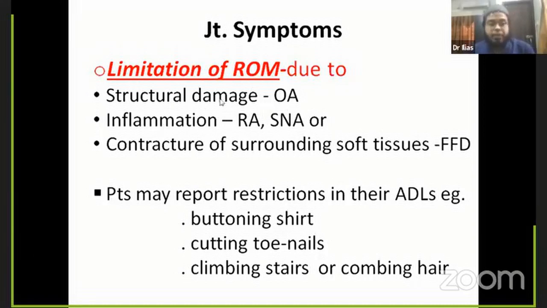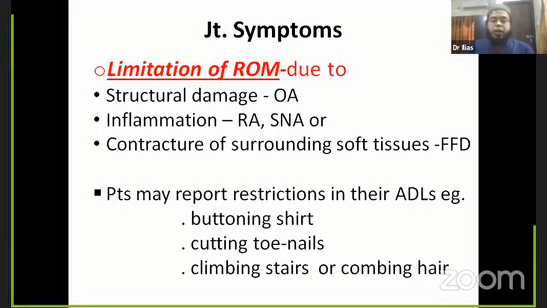So these are very important things, that range of motion limitation of the joint might be due to advanced osteoarthritis, or inflammatory rheumatoid arthritis, or seronegative spondyloarthropathy or seronegative arthritis, or sometimes due to fixed flexion deformity. Okay, I will show some of the pictures. And what happens due to the limitation of the range of motion? The patient will have some kind of disability in performing ideal activities, like buttoning of the shirt, cutting of the toenails, climbing stairs, or combing hair. These are the ideal activities performed by each individual, and this will be interrupted due to the limitation of the range of motion. So ultimately the patient will have disability due to the limitation of the range of motion.